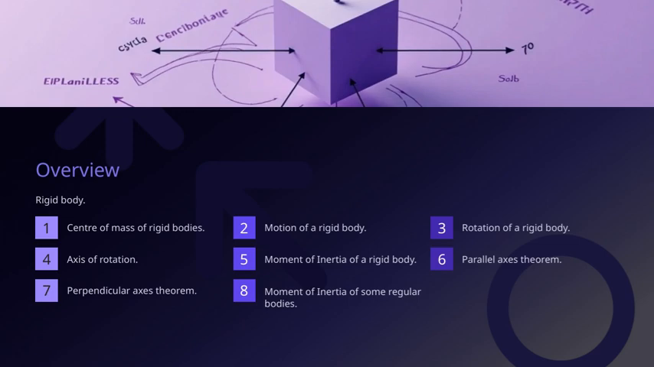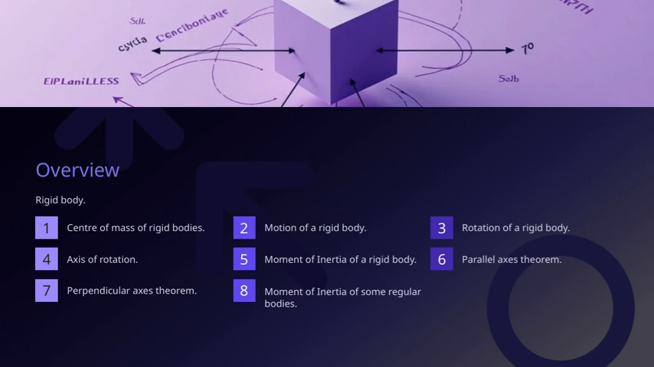Next, the perpendicular axes theorem. This theorem states that the moment of inertia about an axis perpendicular to the plane of a lamina is the sum of the moments of inertia about two perpendicular axes lying in the plane and intersecting at a point. It's a handy tool when calculating moments of inertia for planar objects.